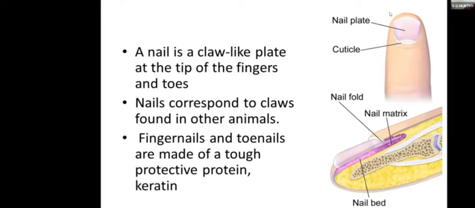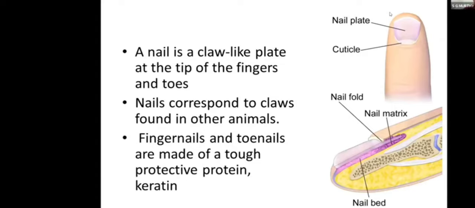Now, what is nail? Nail is a claw-like plate at the tip of the fingers and the toe. Nail, I need not tell you what it is. I mean, nail dikhta hai, angutha, the nakhun jo bolte hindi mein. That is, the nail corresponds to the claws found in other animals. Claws means panja. Fingernails and toenails are made of tough protective protein, the keratin. So ultimately it is the keratin only.